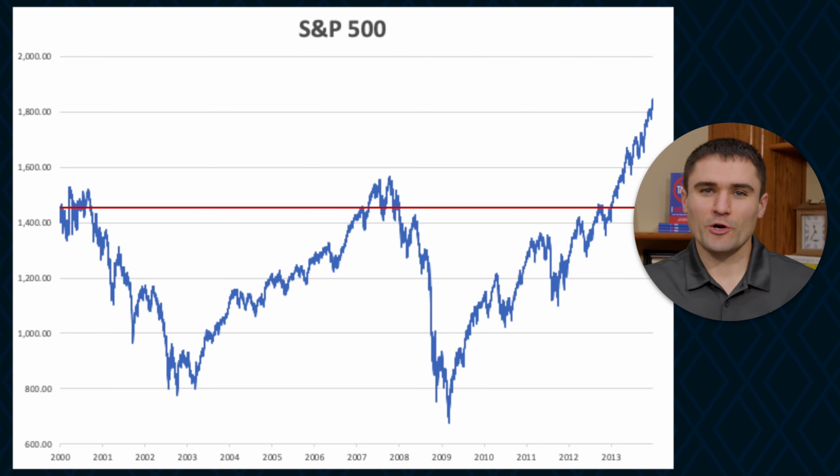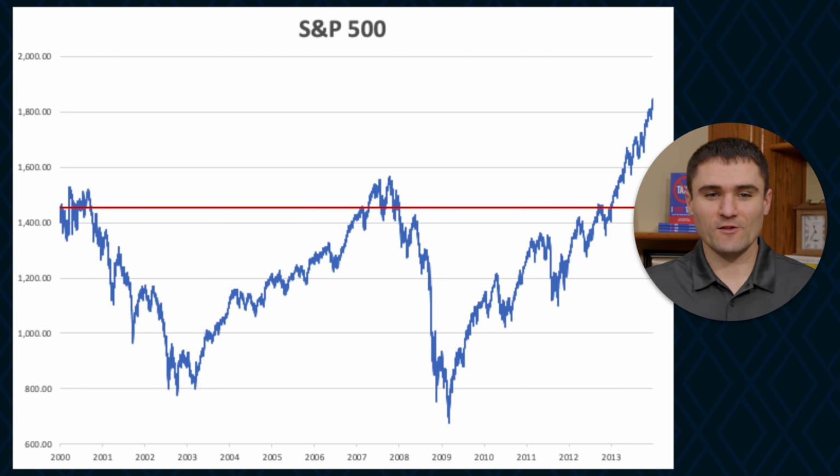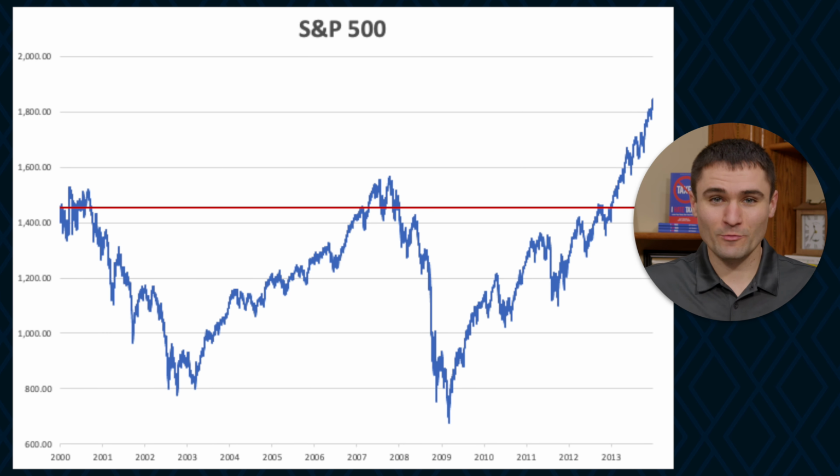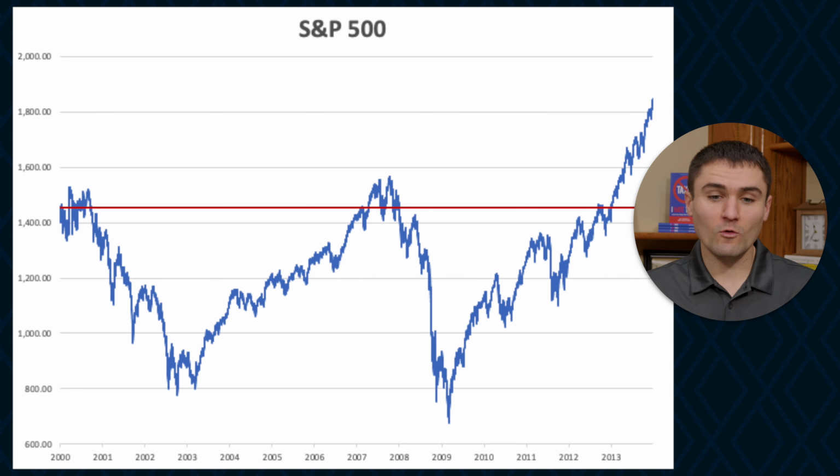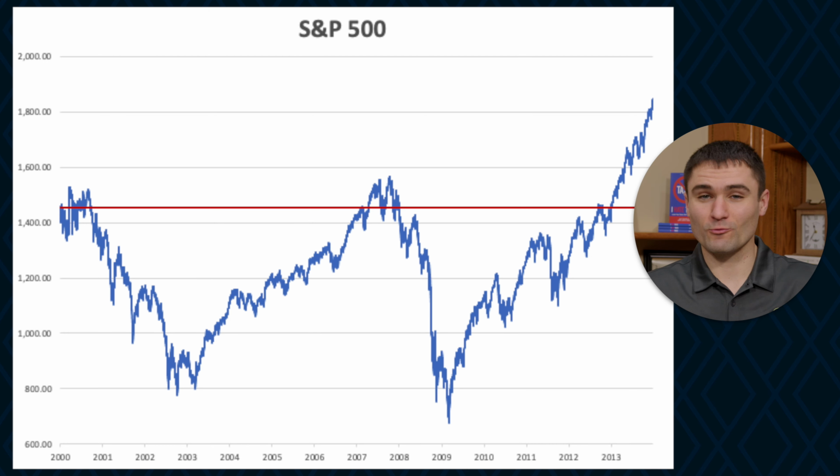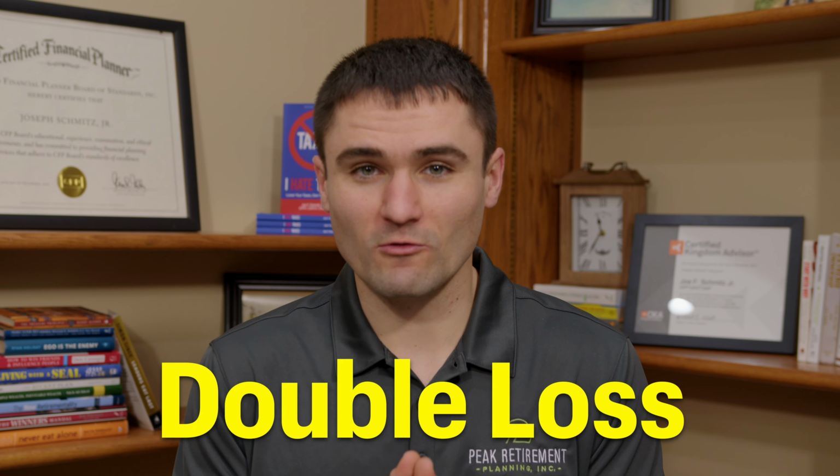So let's follow this chart a little bit here from the beginning. So you see in 2000, obviously everyone knows what happened with the dot-com boom and bust during that time. And so as we're seeing here, we're starting to see that bust go down all the way to about 2003. And so at 2003, you can see that the market took a really sharp decline. And so this is where I want to introduce a phrase called the double loss. And this is also referencing sequence of returns risk.